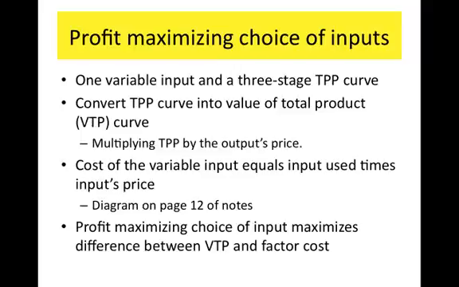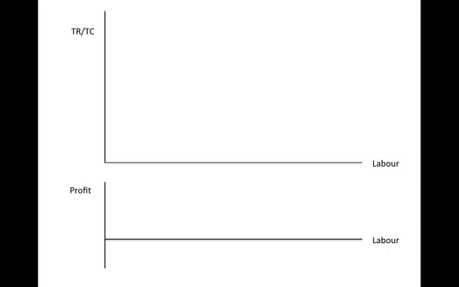On page 12 of the notes, there's space for you to draw a diagram that I'm going to go over in a few minutes. What we're looking for is the profit maximizing choice of inputs that maximizes the difference between the value of total product and the factor cost, that is, the cost of the variable input that I'm using. This is the diagram that you should be drawing on page 12. You might want to pause the video and draw this and make note of the fact that on the x-axis in both panels I've written out labor, that is to say we're dealing with an input to some sort of a production process.